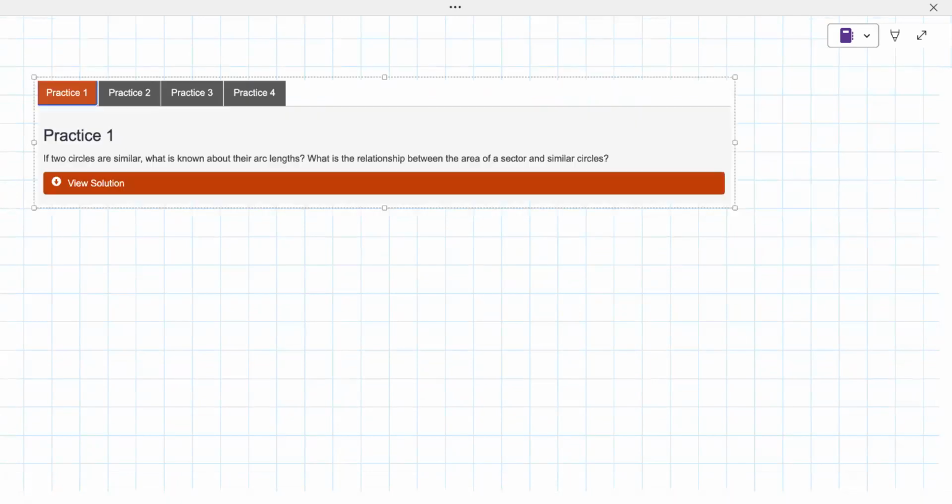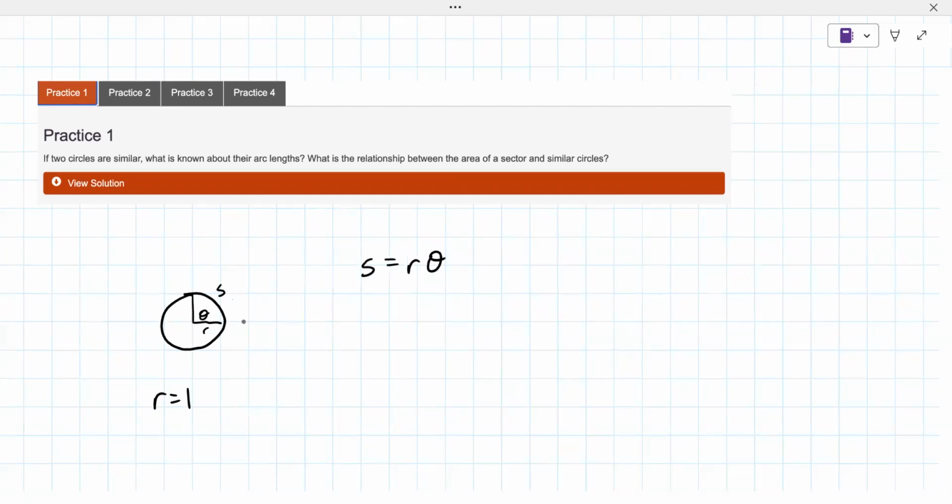Two circles are similar. What is known about their arc length? And what is known about the area of a sector in similar circles? So, we can just do this numerically. Let's say a circle has a radius of 1, and we're interested in this arc length here. The arc length is s equals r theta, which is the radius, 1, and the angle there is 90 degrees, or pi over 2.